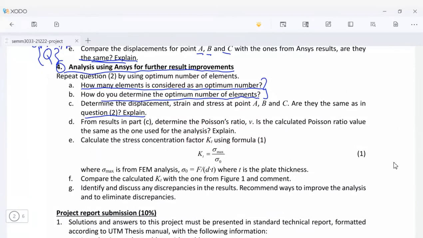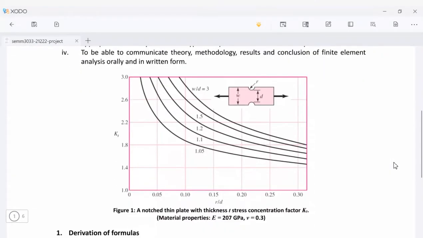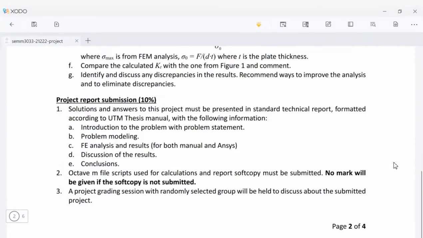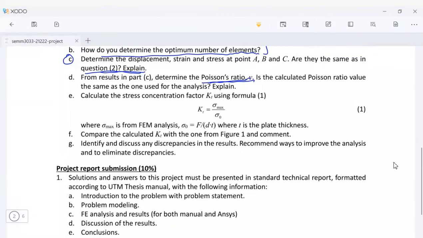So this is the question. Explain. Are they the same as in question number 2? Explain. From the result in part C, determine the Poisson ratio. What is the Poisson ratio definition? You might have to look at your solid mechanics textbook. Is the calculated Poisson ratio value the same as the one used in the analysis? Because we use a Poisson ratio of 0.3. So do we get the same answer as the value that we use?